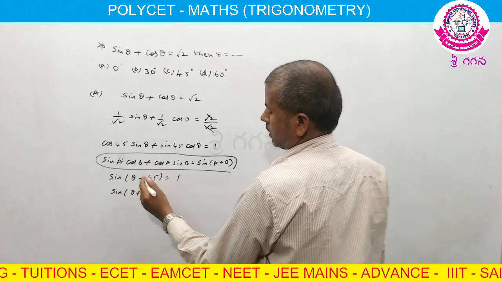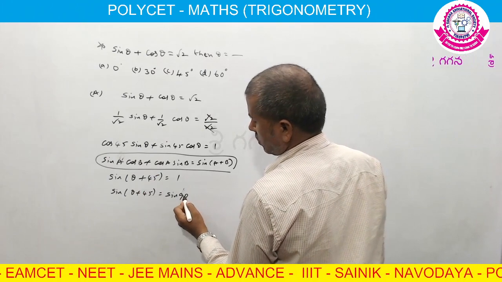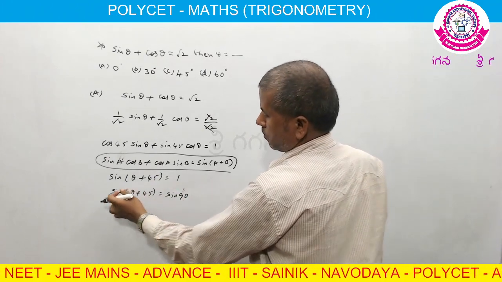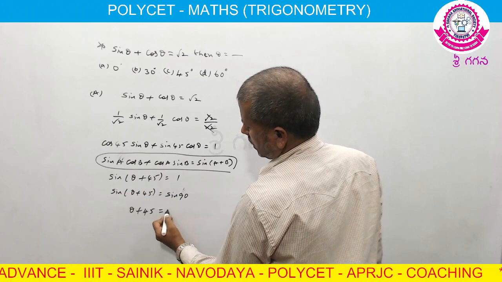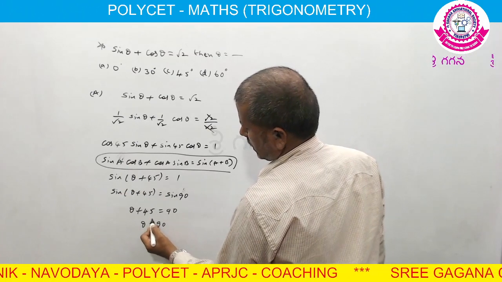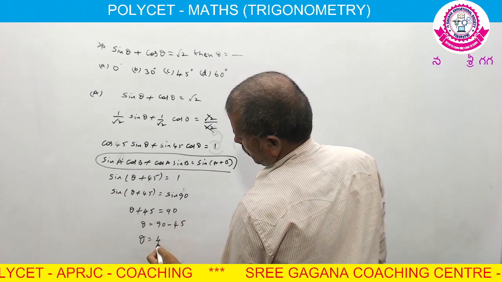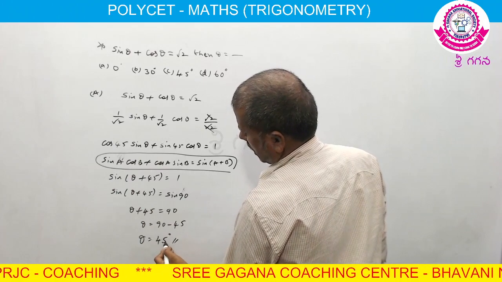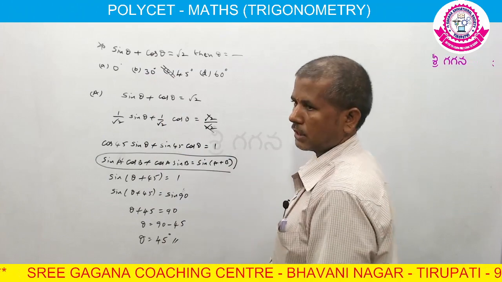1 in the sin table is sin 90. We already know this value: sin 90 equals 1. Sin function on both sides leaves it, so theta plus 45 equals 90. So theta equals 90 minus 45, so theta equals 45 degrees. So the answer is 45, meaning C is the correct answer. C is the correct answer.